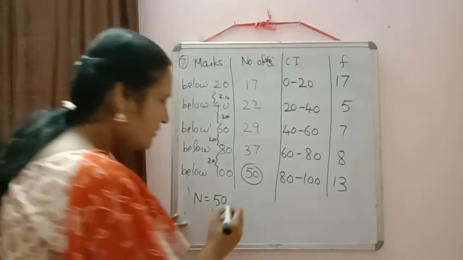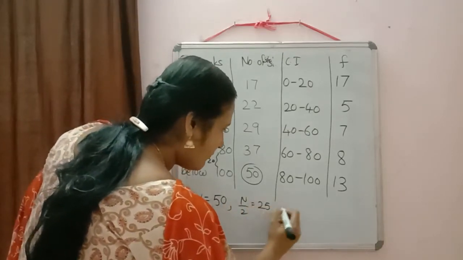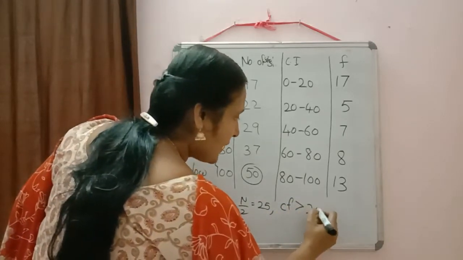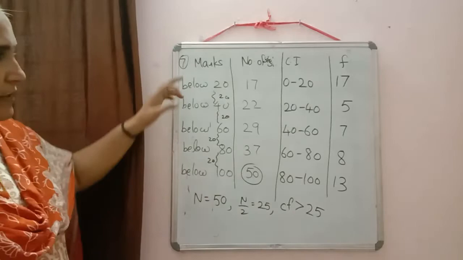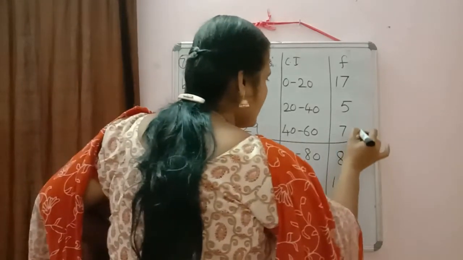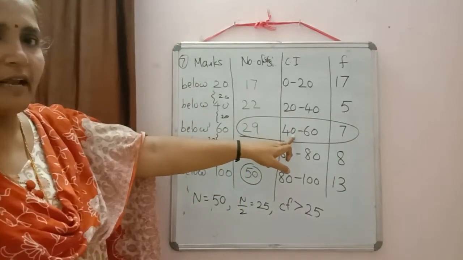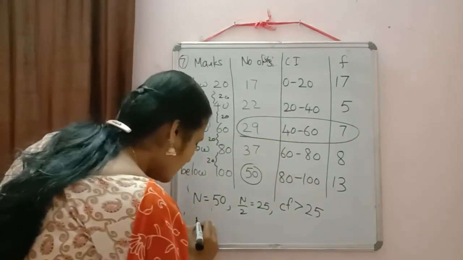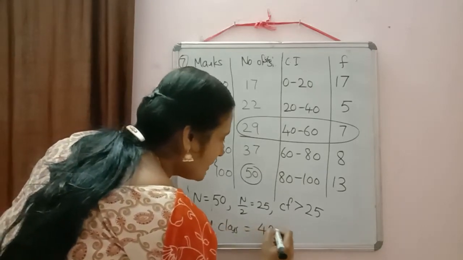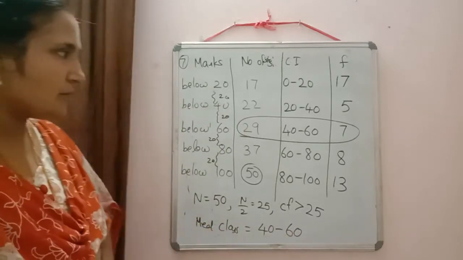So check the cumulative frequency, N by 2 will be equal to 25. The cumulative frequency just greater than 25 is 29. So the corresponding class interval will be the median class. So the median class will be equal to 40 to 60.